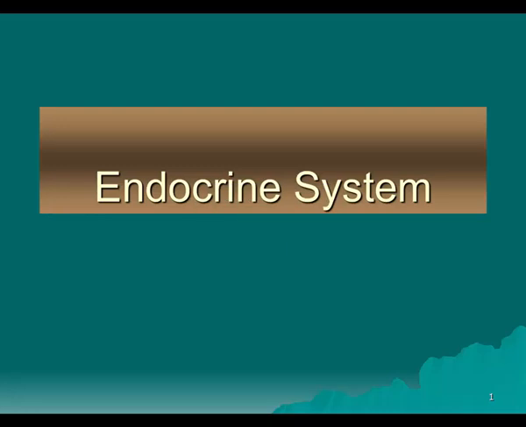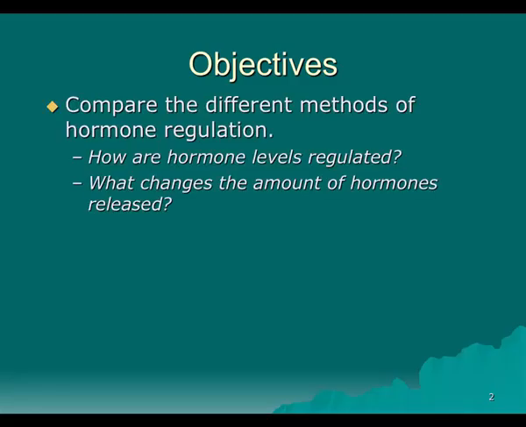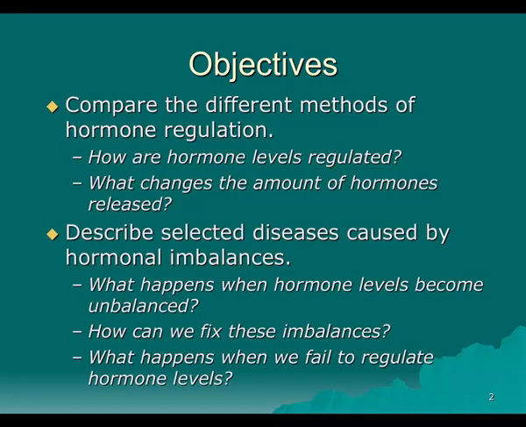This last module is about hormones and how they're regulated and what happens when we can't, okay, which means disease. The objective of this presentation, at the end you should be able to compare the different methods of hormone regulation, in other words, how are hormones regulated and what changes the amounts of these hormones released, and describe some selected diseases caused by some hormonal imbalances. What happens when hormone levels are not correct, can we fix them, and what happens if we fail to regulate those.